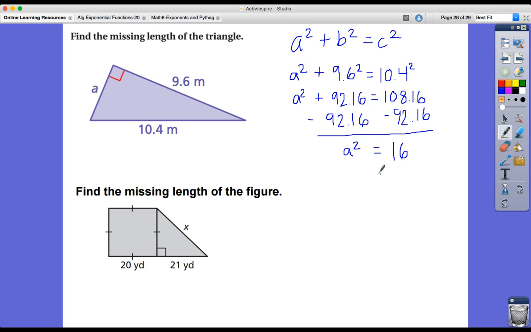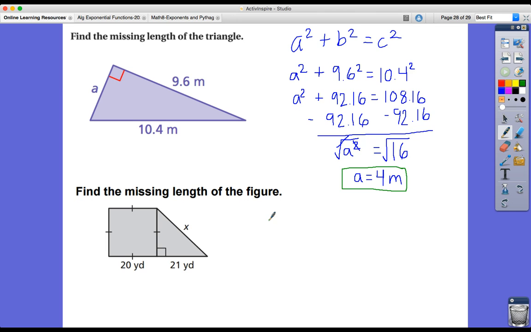So the last step is to get rid of the squared. We know to get rid of squared, we have to take the square root. Got to do it to both sides. The square root and the squared cancel each other out. So all we have left is A, and the square root of 16 is 4. We go back and look at our label. It's 4 meters, and that's our final answer. And it makes sense because these two sides need to be shorter than C. 4 is shorter. It's also shorter than this one, so it makes sense as an answer.